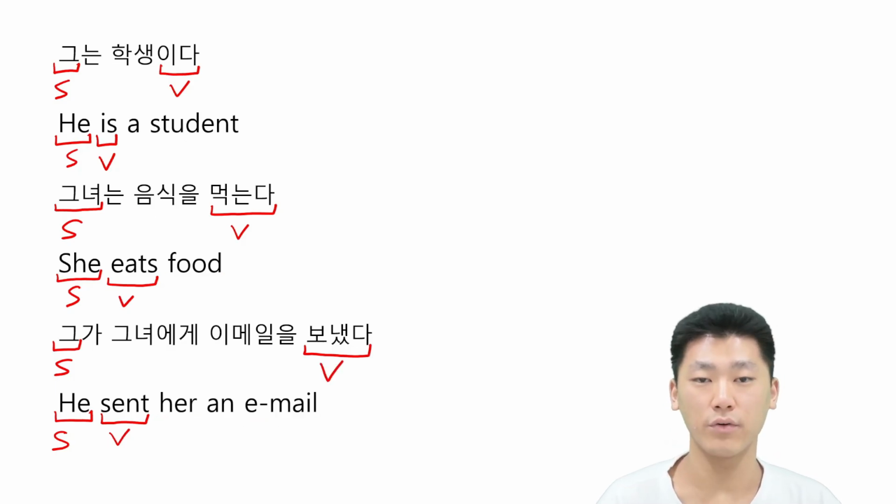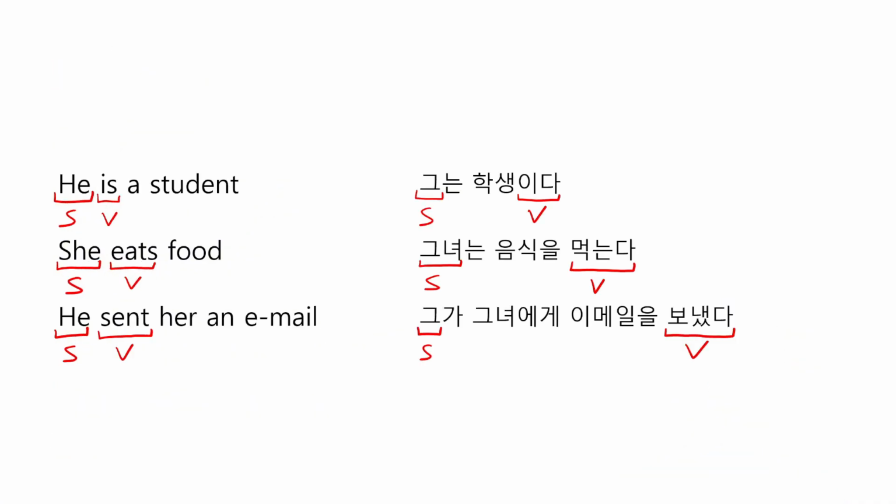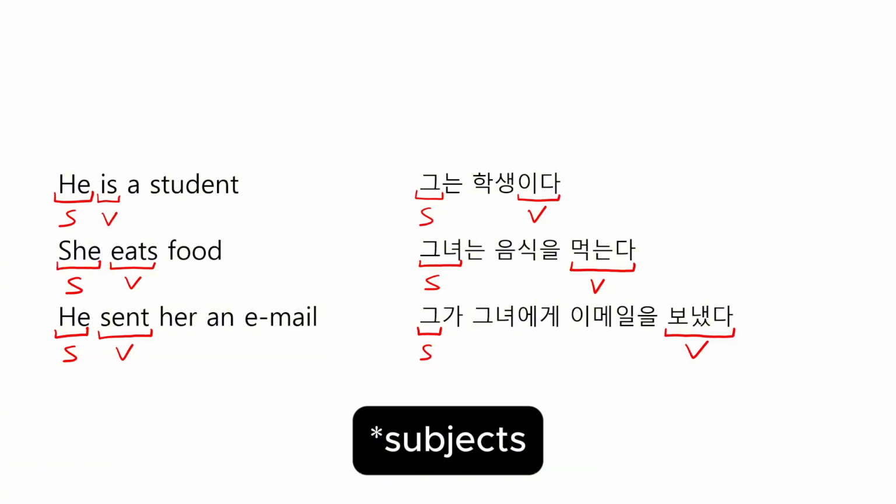I just removed all the other writings except for subjects and verbs. Alright, it was a bit messy, so I organized them for better visibility. And now you can tell the obvious difference in here. In Korean word order, verbs are always at the end of the sentences, while in English word order, verbs are always right after the subject.